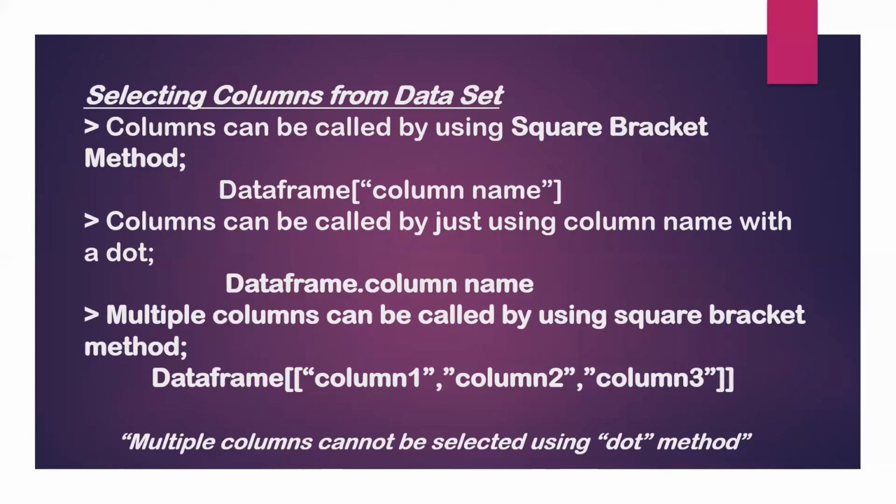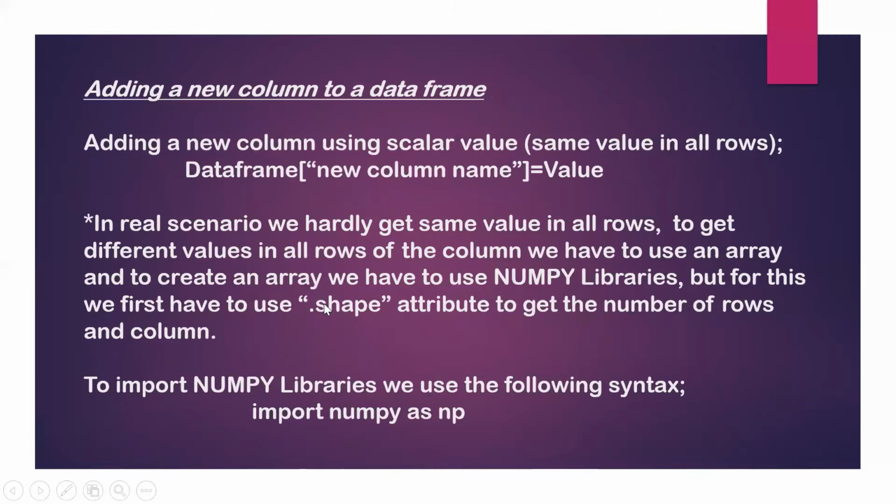We also discussed how we can select a specific column of a data frame by using the square bracket method. And we also saw how we can select multiple columns of our data frame by using a square bracket. To do so, we have to use double square brackets and enclose the names of the columns inside them, separated by commas, as we can see there. So this was the content of the last video.